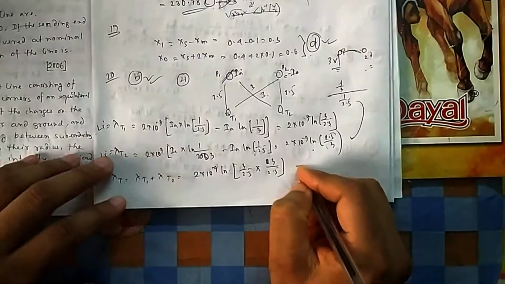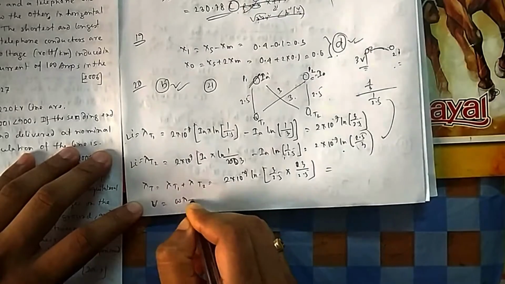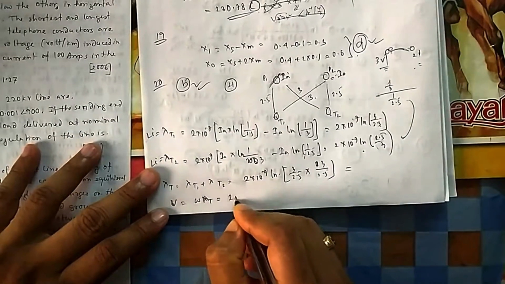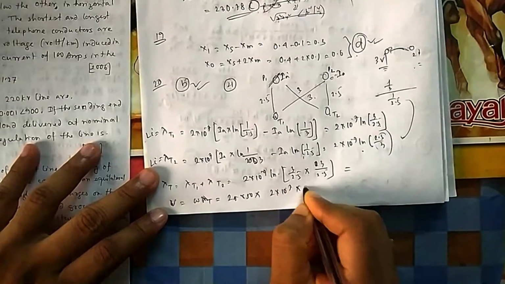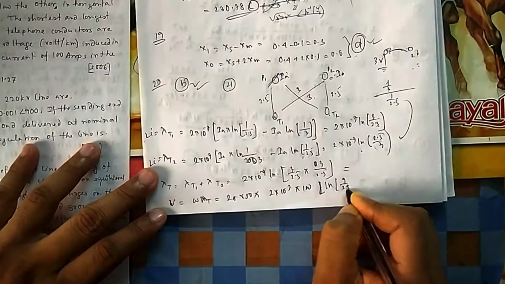So whatever it comes to, the voltage induced will be omega into psi, that is the flux linkage lambda. So omega is 2 pi into 50, into 2 into 10 to the power minus 7, IA is 100, then it is ln of 9 by 2.5 into 2.5.